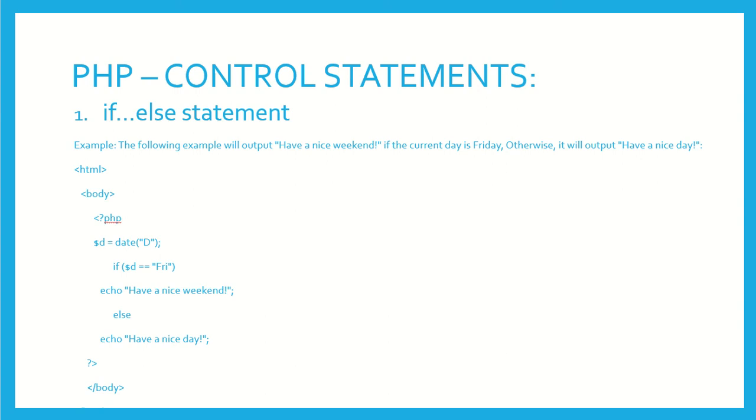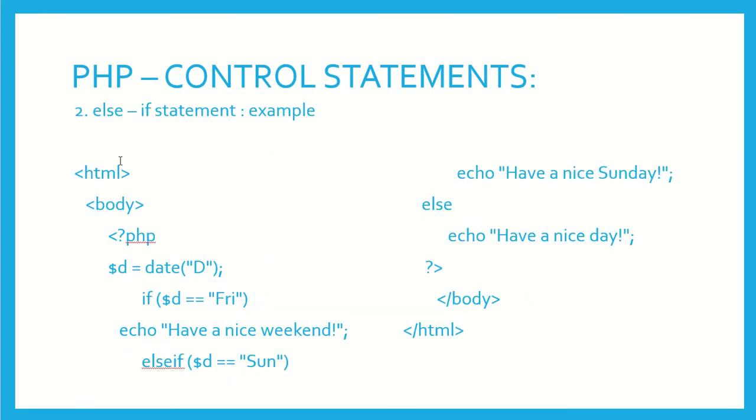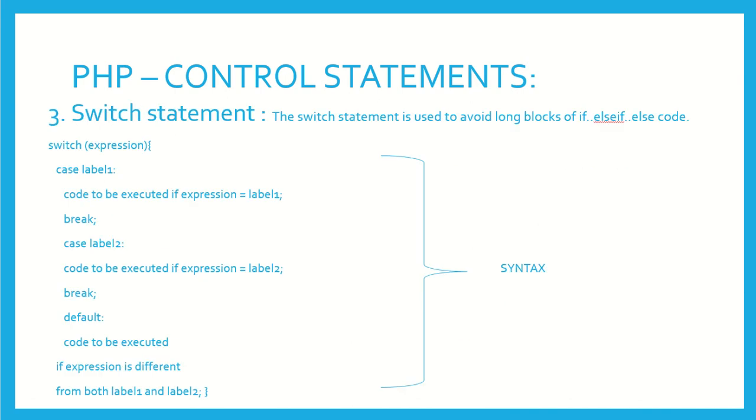When it comes to the else if statement, just like I said before, here you can see if it is a Friday, you say have a happy weekend. If it is a Sunday, you say have a nice Sunday. Then if it is any other weekday, you say have a nice day. So this is the example. There is an if condition, an else if condition, and an else part. You can have multiple else if conditions also. If you want to go for all the weekdays, then you can use multiple else if statements. So that is about the else if statement of PHP.